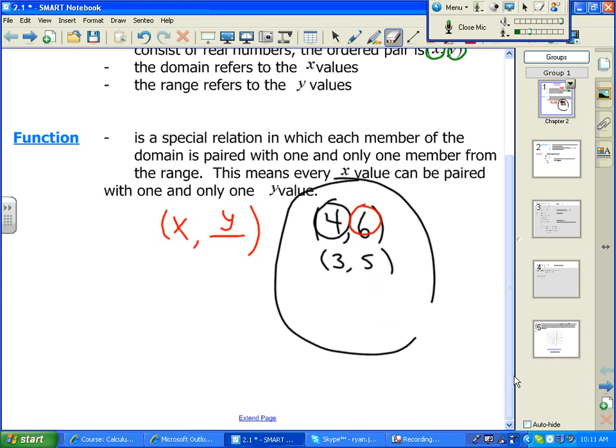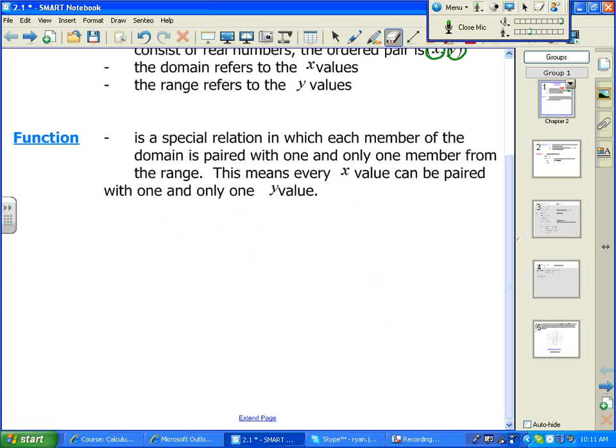And what that says here is every x value can be paired with one and only one y value. Okay.